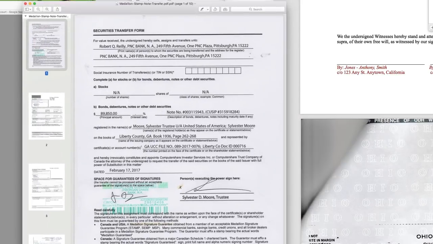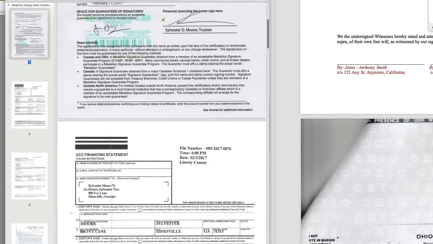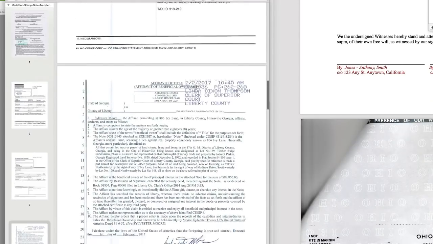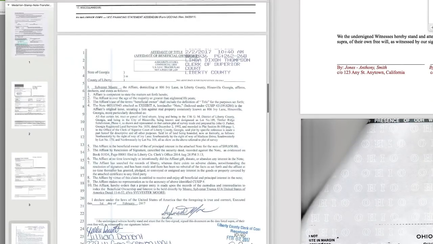Okay, here's an example here. This is not the same thing, but I'm just making it real plain and simple what I'm saying here. See this affidavit of title? This is an affidavit of title right here, all right?